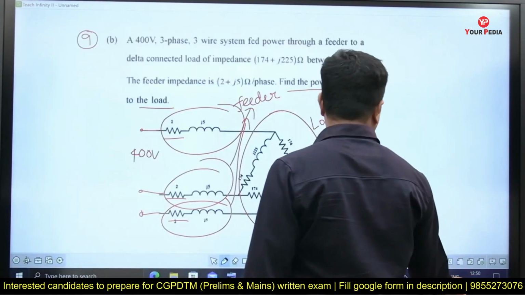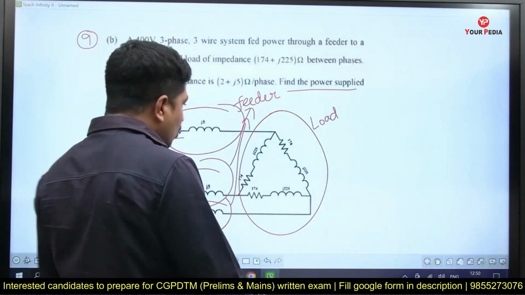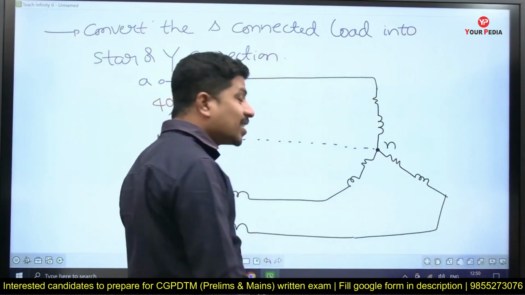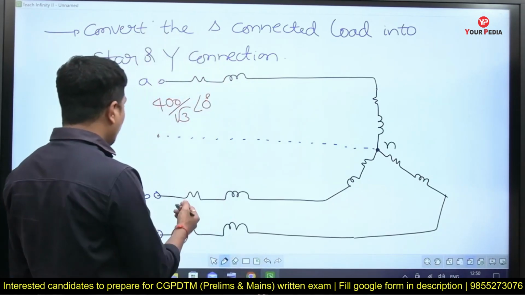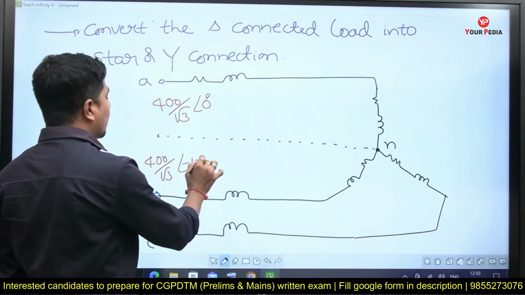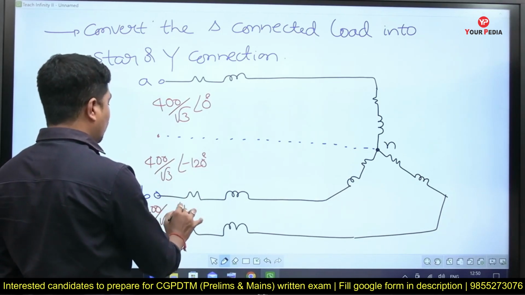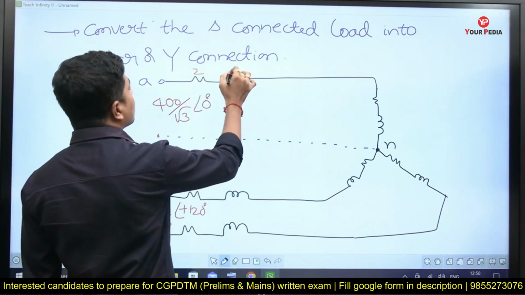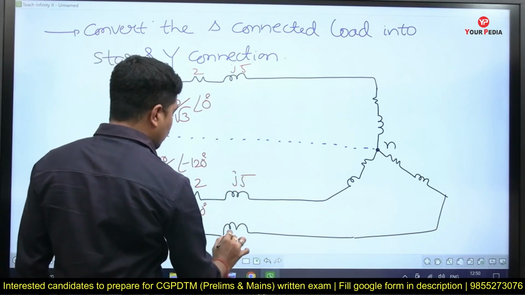Let's go to the question. What is it? A 400 volts, 3 phase 3 wire system. As I did not mention, I'll take my source itself is in star. Now that is 400 by root 3. This is 400 by root 3 at an angle of minus 120. This is 400 by root 3 at an angle of plus 120 or minus 240. Both are same. So this is 2, this is j5, in each phase.